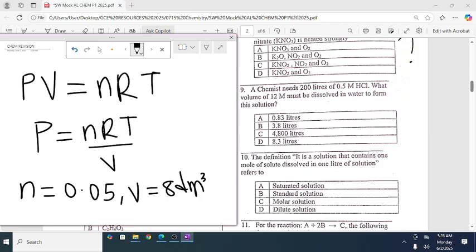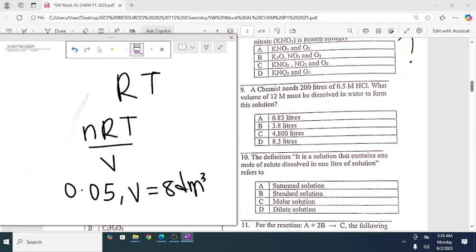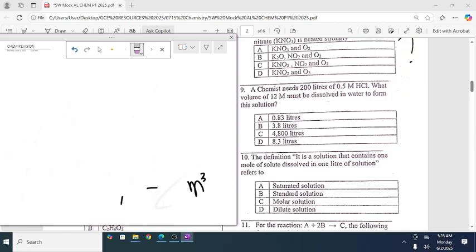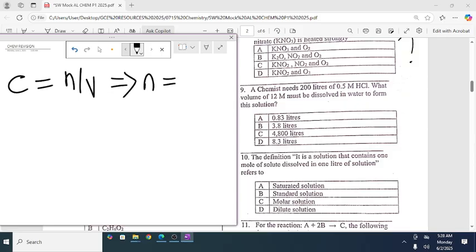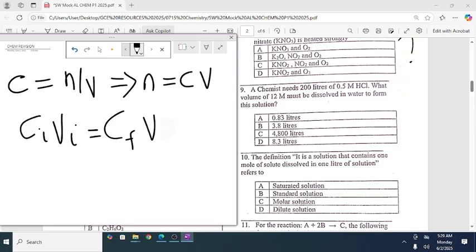So let me try to erase this so that we try to solve. Since we have concentration and volume, we are very much aware of the fact that the concentration is equal to the number of moles over the volume, which means that the number of moles is equal to the concentration times the volume. So concentration initial times volume initial must be equal to concentration final times volume final.